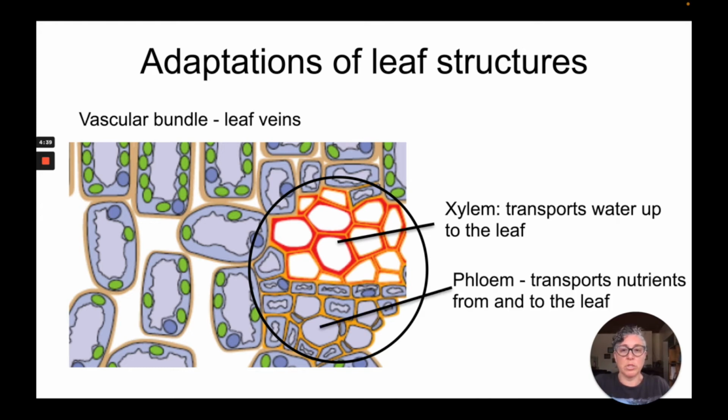The lower portion of the vascular bundle is called the phloem. The phloem is going to transport nutrients to and from the leaf. Now, when we talk about transport in plants, we're going to talk about how all of this happens. So right now we don't need to worry about the how, we just need to know the what. Xylem transports water up to the leaf. Phloem transports nutrients both to and from the leaf.